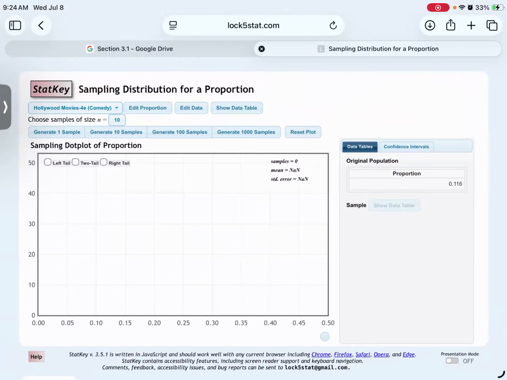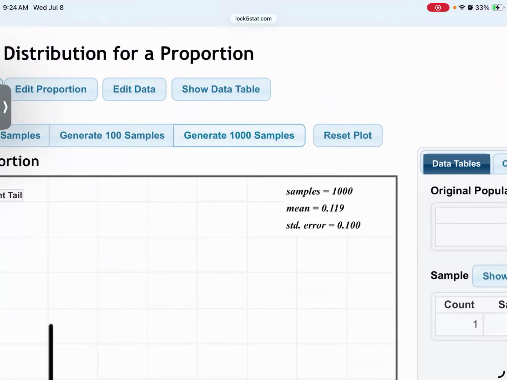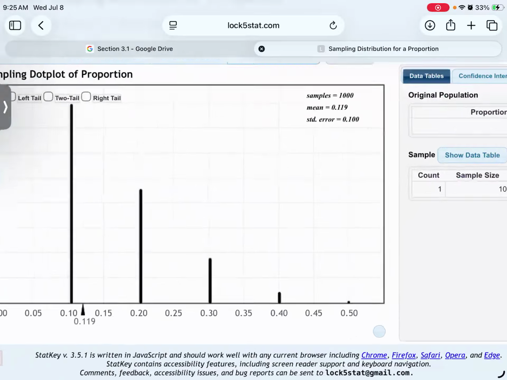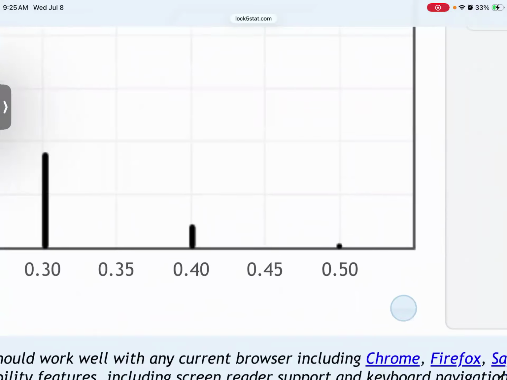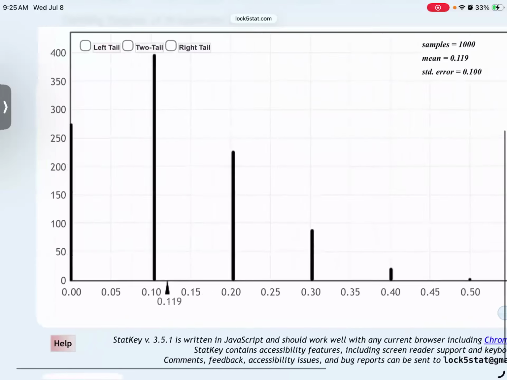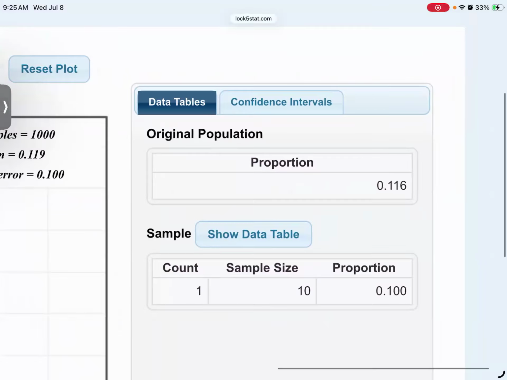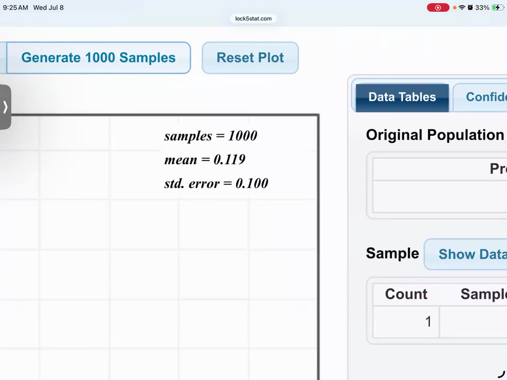And now you don't have to do one at a time. You can go ahead and say, hey, I want you to get 1,000 samples. What I want you to notice is that some of the samples we're guessing like 40%, some of them we're guessing like 50% of them are comedies. But right there where you see my arrow, you should also see an arrow for yours as well. The average of all of these guesses was 0.119, which is not bad, right? The average of all the guesses came out pretty good, 0.119. And then the standard error is 0.1.